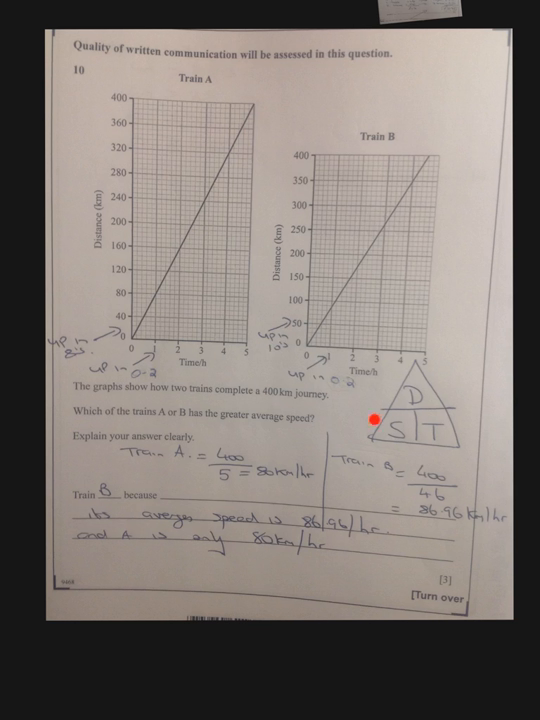Train B, again, cover off the speed, so it's distance divided by time. Distance is 400 divided by time. Now, that time is from 4, and they're going up in 0.2. 4.2, 4.4, that's 4.6. Use your ruler, bring it down. 400 divided by 4.6 is 86.96 kilometers per hour. Rounds that up to 87 kilometers an hour. Which train has the greater average speed? Well, B, because its average speed is 86.96 and A is only 80 kilometers per hour.